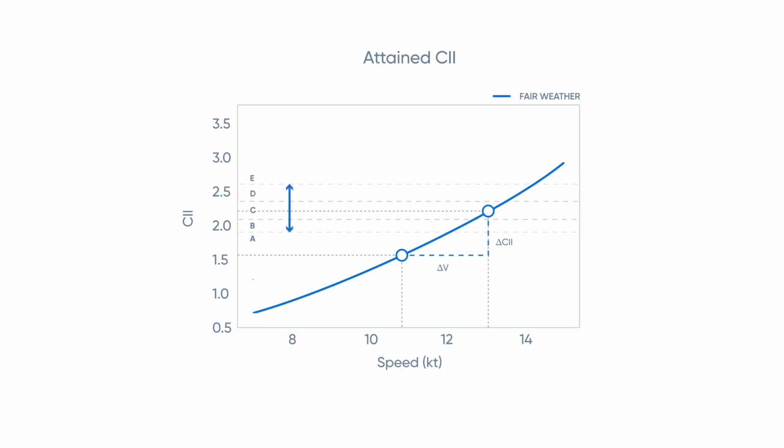And if you look at the range going from A to E, you really only have about 0.9 points to go. So 3 knots is the difference between scoring an A or an E. And so it's a big jump, and that dependency is real.